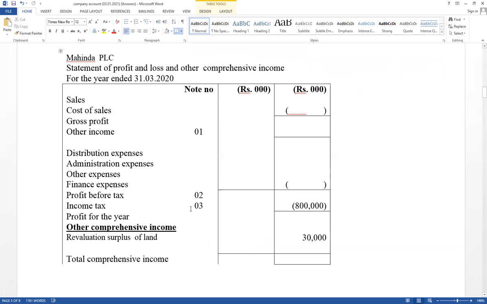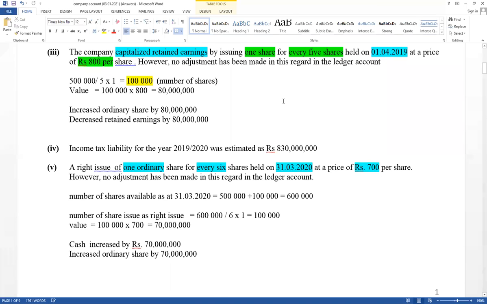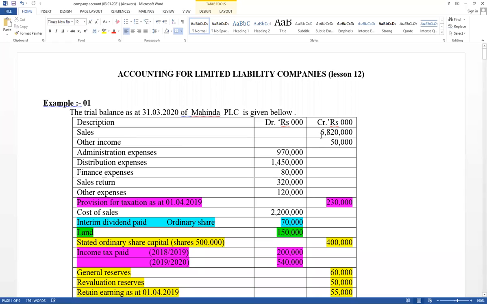Right now, income tax we have discussed, revaluation we have discussed. Then other information should be done from the beginning. See the trial balance. Trial balance, think about it. It has given sales.